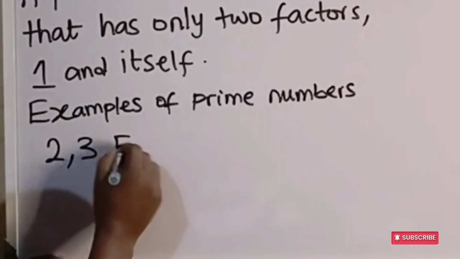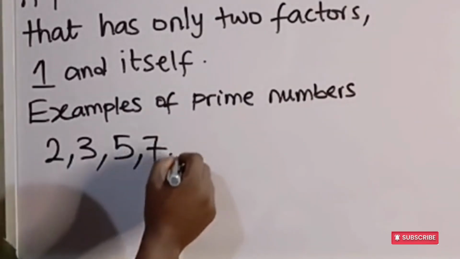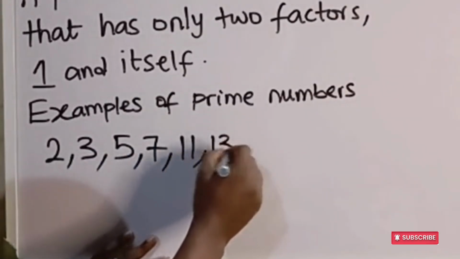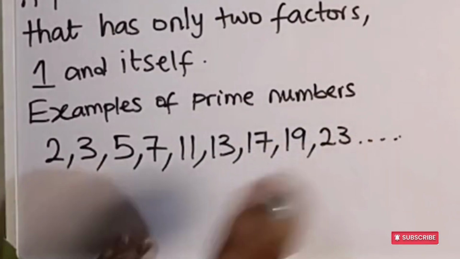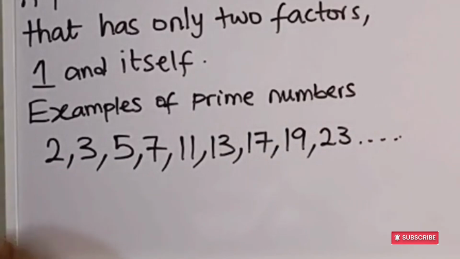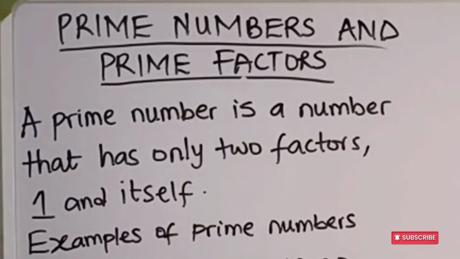5 is a prime number. The only two numbers that can divide 5 without leaving a remainder are 1 and 5. So let me write down more prime numbers: 7, 11, 13, 17, 19, 23, and so on. There are more prime numbers apart from this set of numbers. Any number that can only be divided by 1 and itself without leaving a remainder is called a prime number. So next we look at prime factors. What are prime factors?